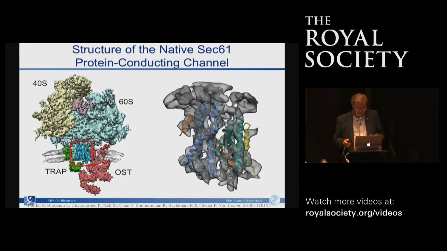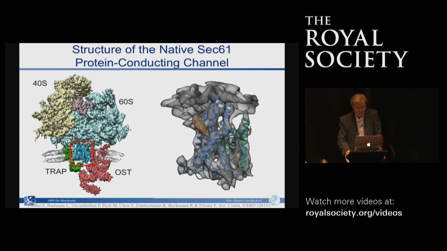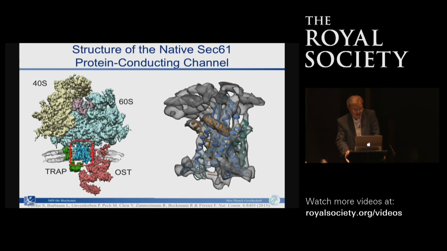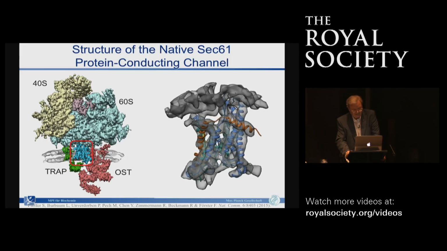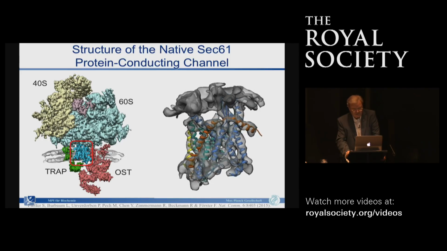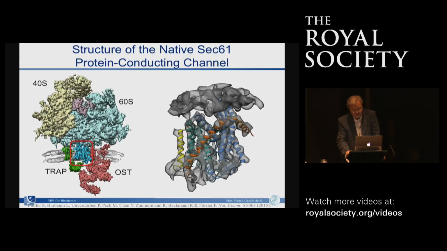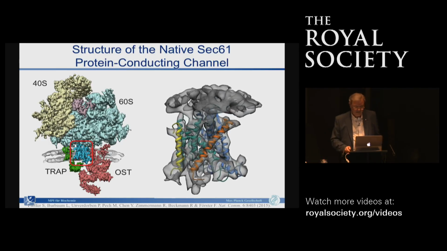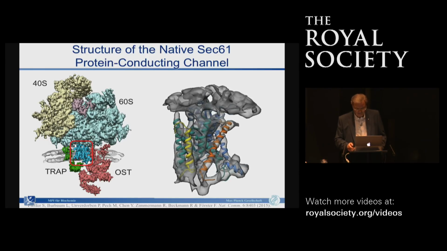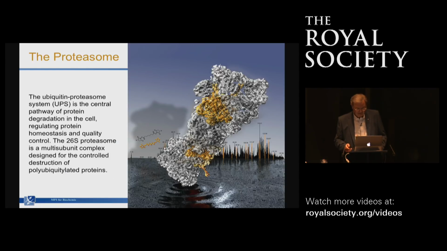Now, finally, this is from work of Friedrich Förster in the lab. This is the structure of ER-associated ribosomes on the Sec61 protein-conducting channel, and the resolution is good enough, at least, to see very clearly the helices in the protein-conducting channel. But our interest is not ribosomes, but the opponent of the ribosome, destroying proteins.